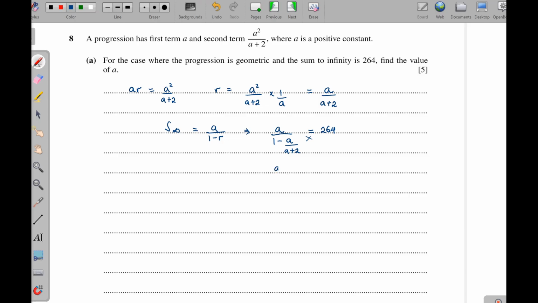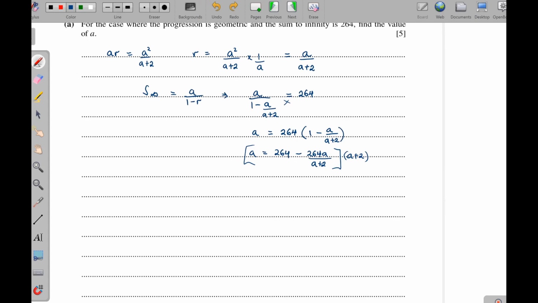So when we cross multiply, we have a equal to 264 times (1 minus a) over (a plus 2). You see that? Then from there, if we open the brackets, that is 264 minus 264a over a plus 2. Now everywhere, I'm going to multiply by a plus 2 to eliminate this denominator here. Okay? So what do we have here?